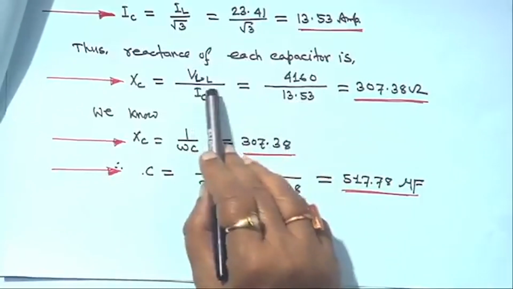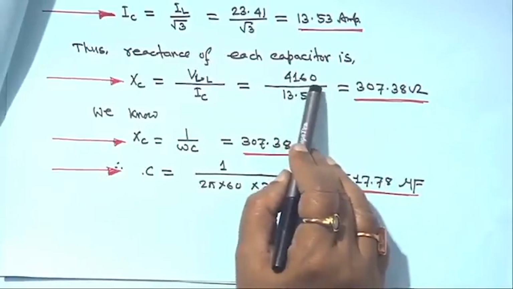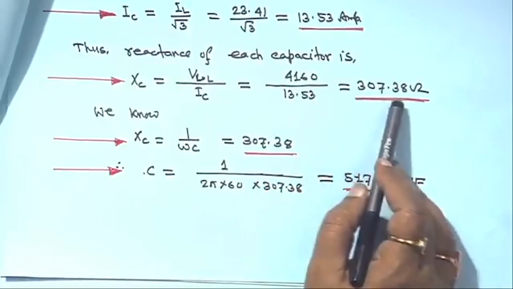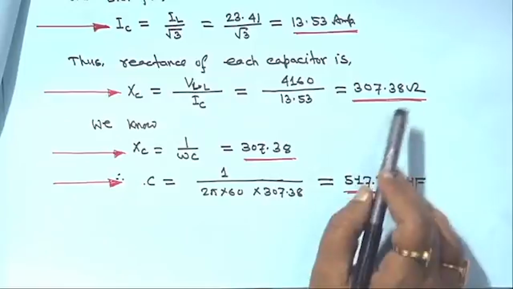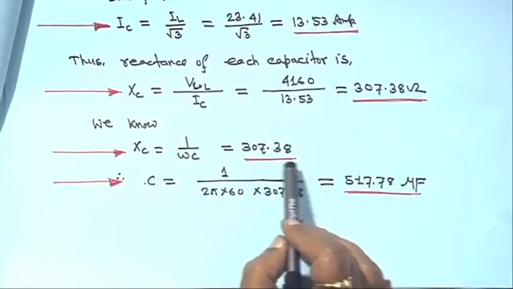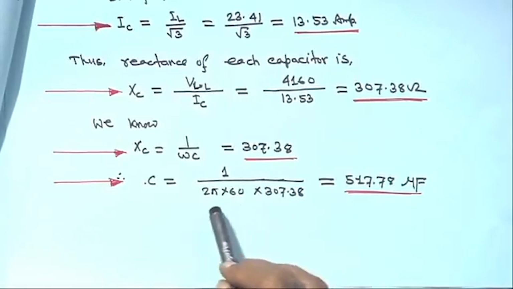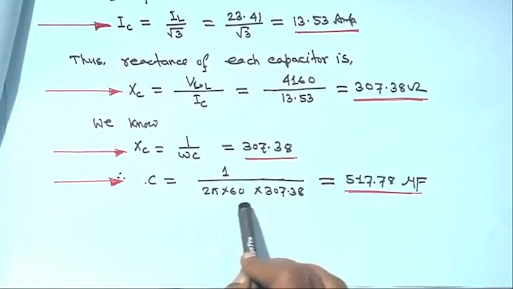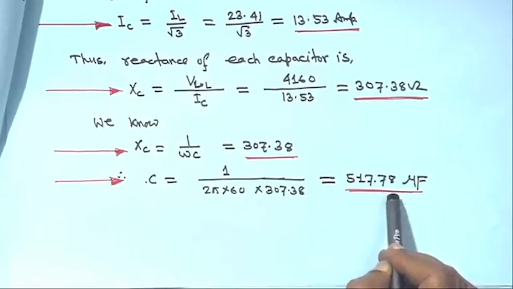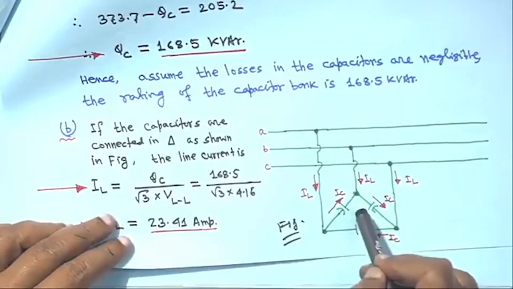Now IC is in ampere and we are putting the voltage in volts, so we will get ohm. So, 4160 volt by 13.53 ampere comes to 307.38 ohm. And we know that the magnitude of Xc is equal to 1 upon omega c, and this is equal to 307.38. Omega is 2 pi f, where f is 60 hertz, so c is equal to 1 upon omega into Xc. You will get 517.78 microfarad as the c value. That means this capacitance value is in microfarad.